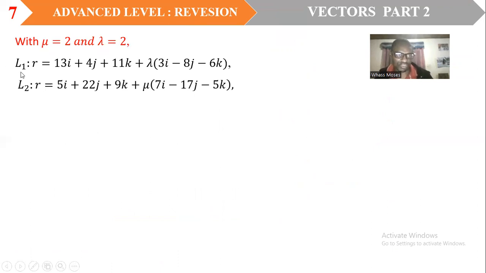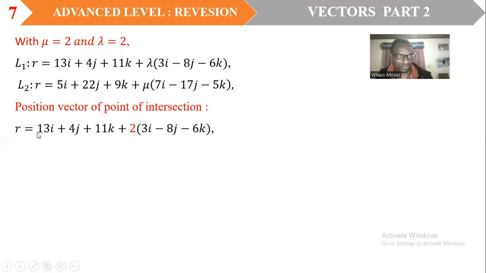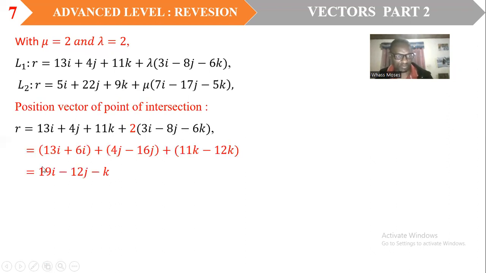Now, looking back at the two equations of the lines, to find the position vector of the point of intersection, we simply choose one of the equations. Here I have decided to choose the first equation. So R will be equal to 13i plus 4j plus 11k, plus lambda, which is now replaced by 2, into 3i minus 8j minus 6k. This simplifies to 19i minus 12j minus k.